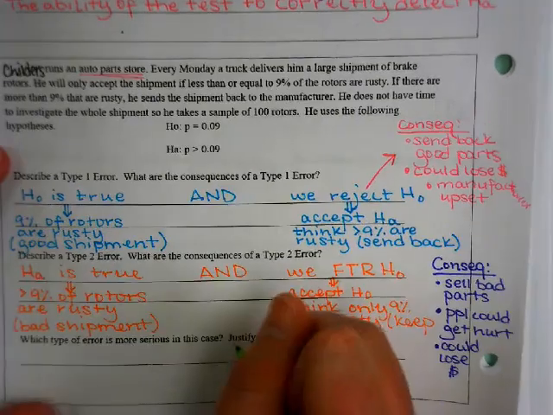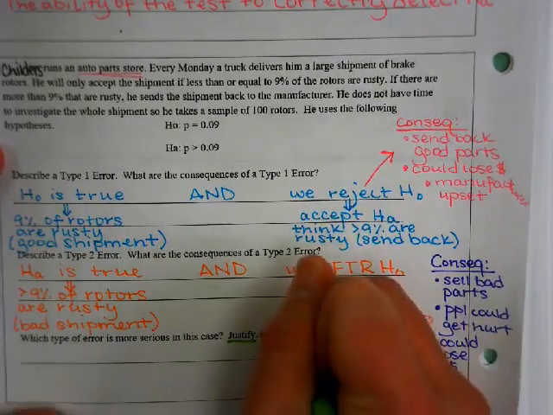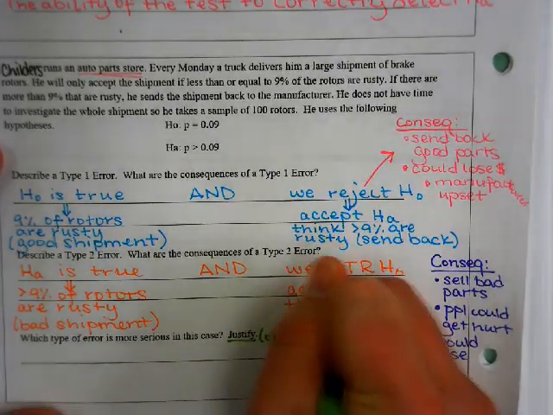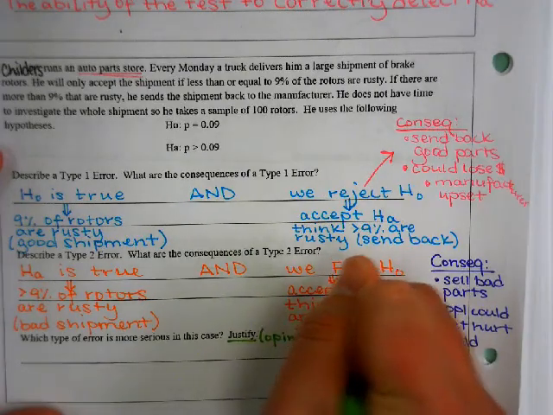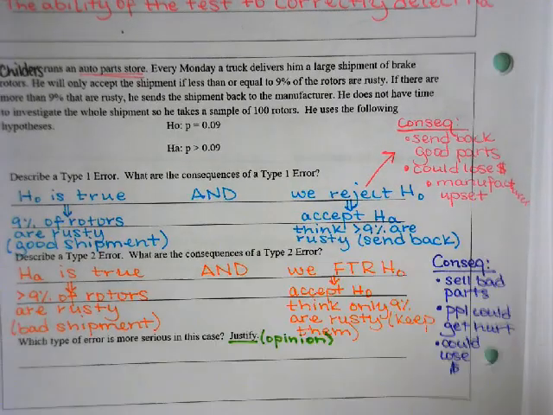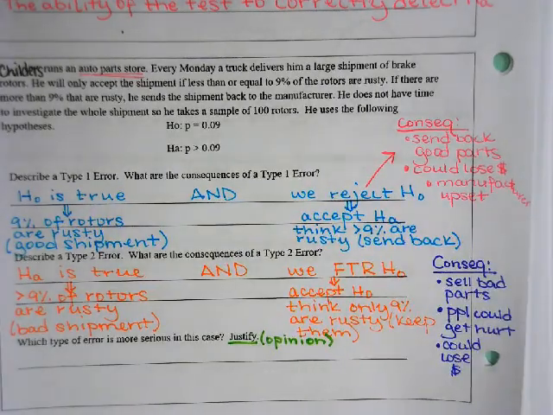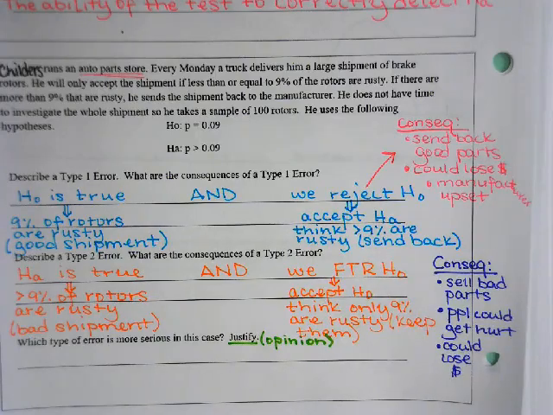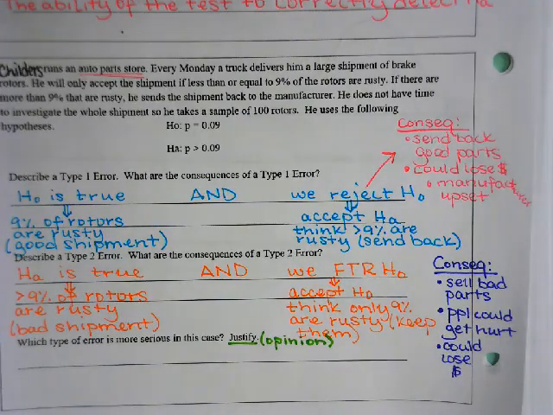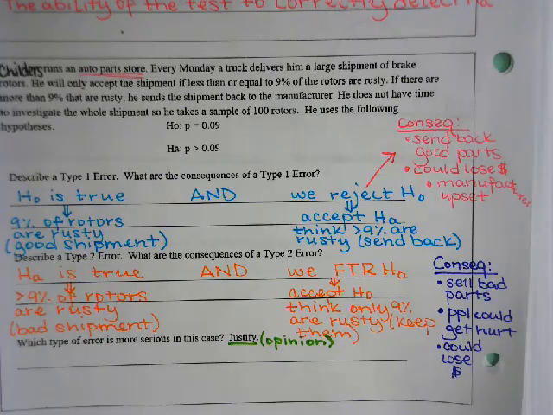There are reasons why both a type 1 error or a type 2 error is more serious. As long as you have a justification, you'll get credit. So, how many of you, show of hands, think type 1 is a more serious error? And how many of you think type 2?